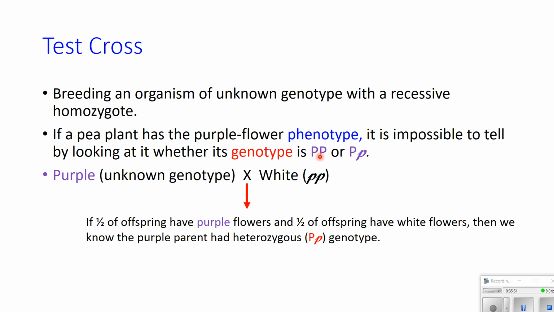But if half of the offspring have purple flowers and half have white flowers, then you know that that purple parent must have been heterozygous, big P, little p. So the purpose of a test cross is to figure out which of these two is the correct genotype for the plant, or whatever. I'm just using plants as an example. Whatever organism you're interested in.